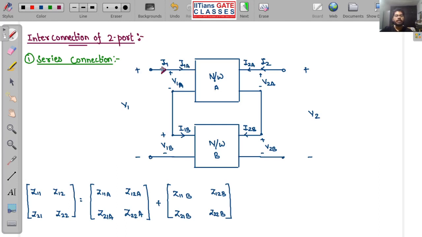If I1 current is entering from the input port, I1 current must come out from this input side only. And the same I1 has been connected here, which is equal to I1B. So this same current I1 is flowing through both the circuits. Similarly, here also you can see output current is same in both the ports. So that is why in series connection you need to remember, if you have two networks in series connected fashion, then their Z parameters will add to each other for the equivalent circuit.